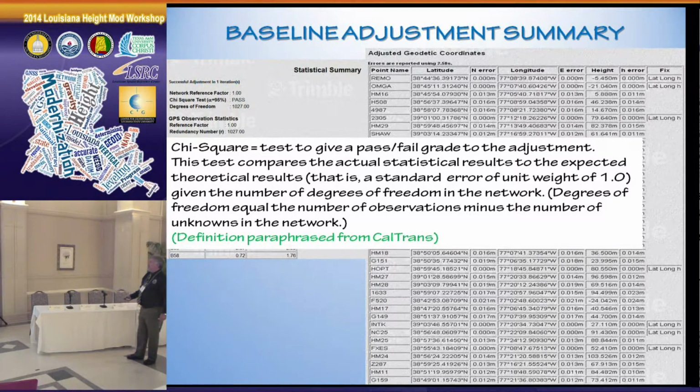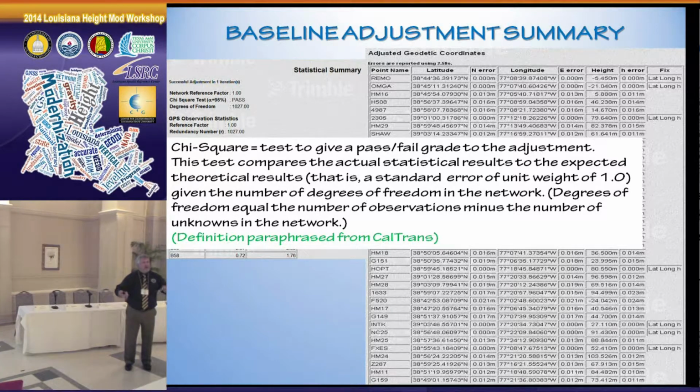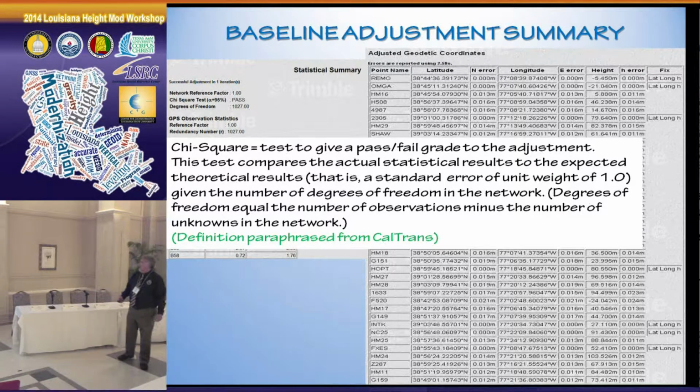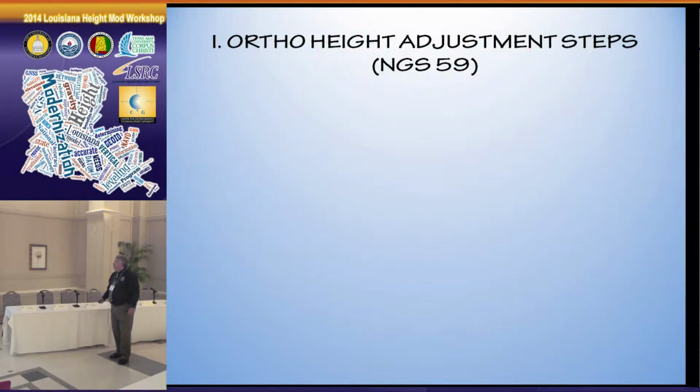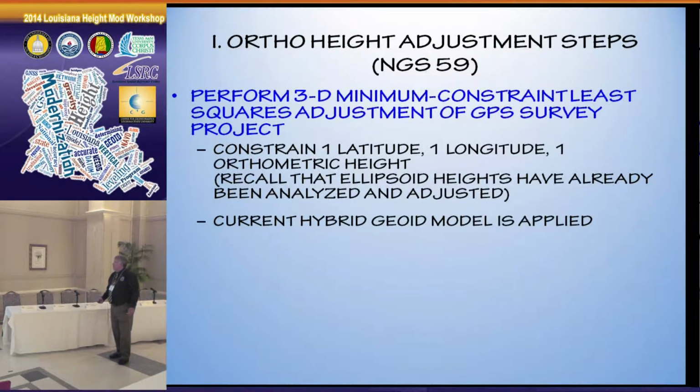Chi-square is just another statistic to look at. Because it fails a chi-square test doesn't mean it's bad. It could look too good, and it would still fail a chi-square test. It just compares the a posteriori to the a priori, with a number of redundant observations. Okay, so I'm not going to belabor this.